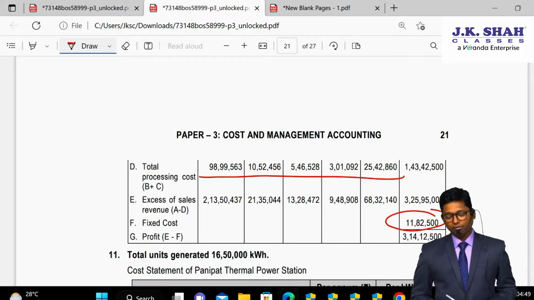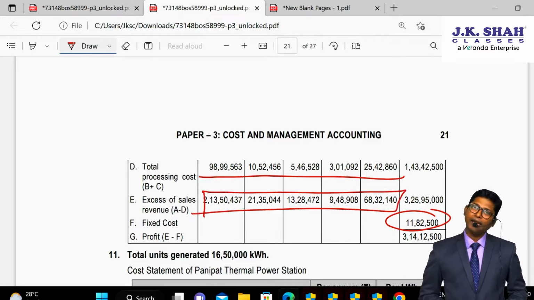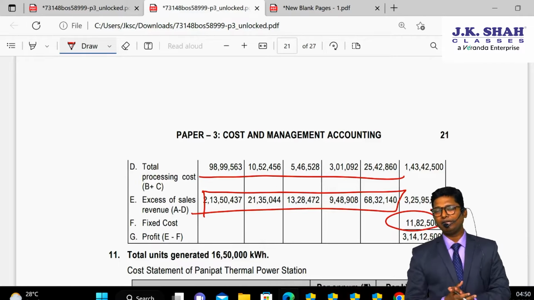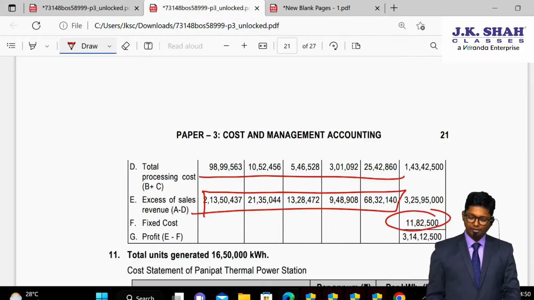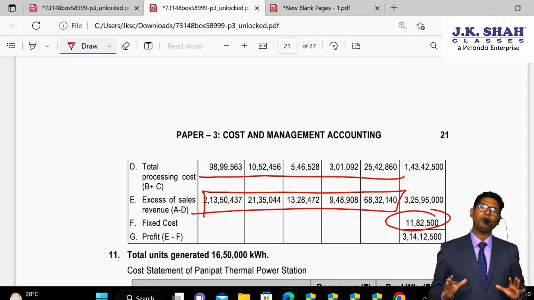Now they have also found the excess sales revenue, and excess sales revenue is the difference between the split off revenue and your main revenue, which is actually not needed. And here is the end of this solution also, a very basic sum based on joint cost.